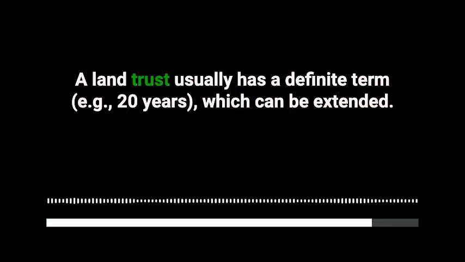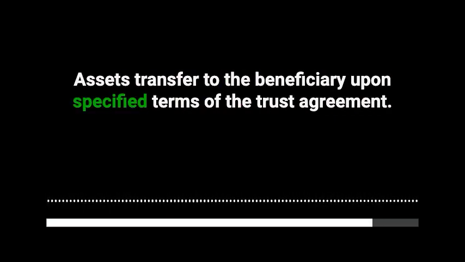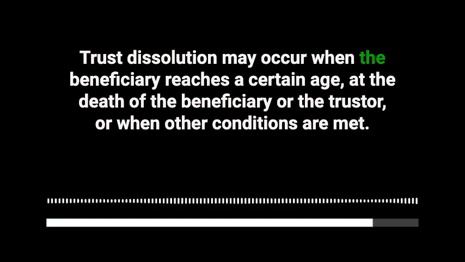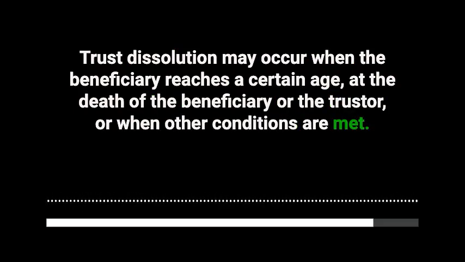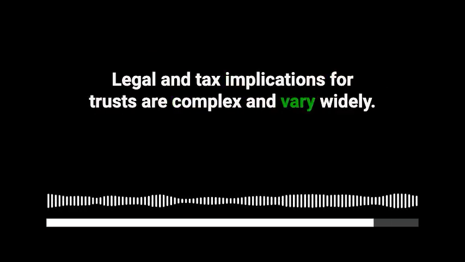A land trust usually has a definite term, which can be extended. Assets transfer to the beneficiary upon specified terms of the trust agreement. Trust dissolution may occur when the beneficiary reaches a certain age, at the death of the beneficiary or the trustor, or when other conditions are met. Legal and tax implications for trusts are complex and vary widely.